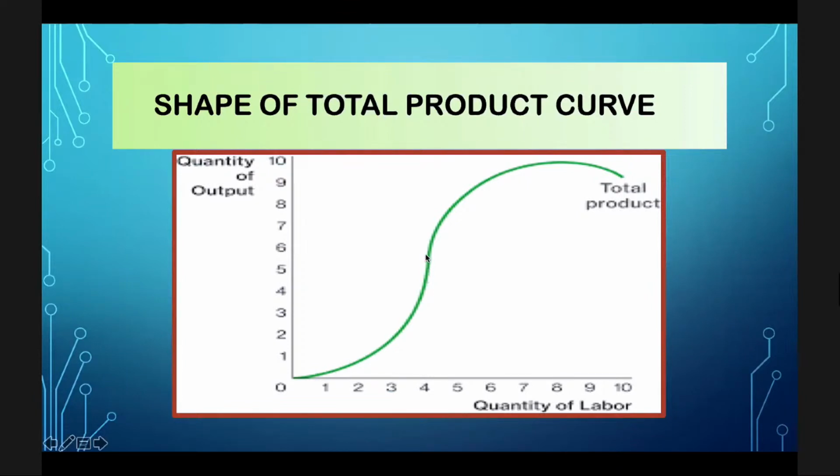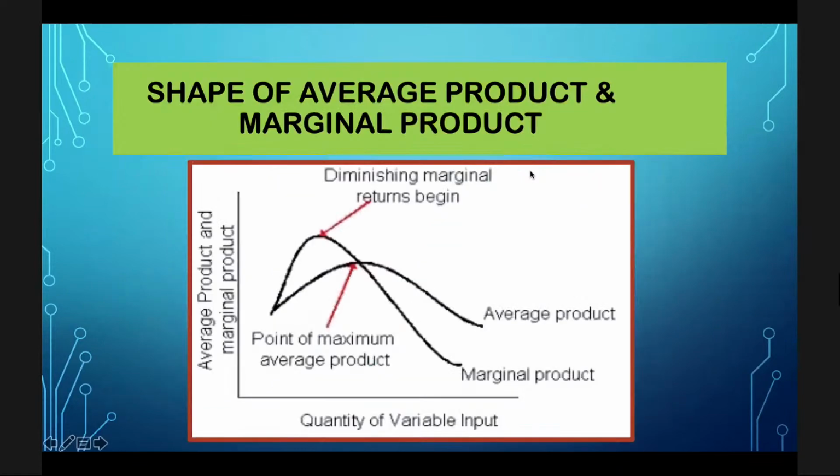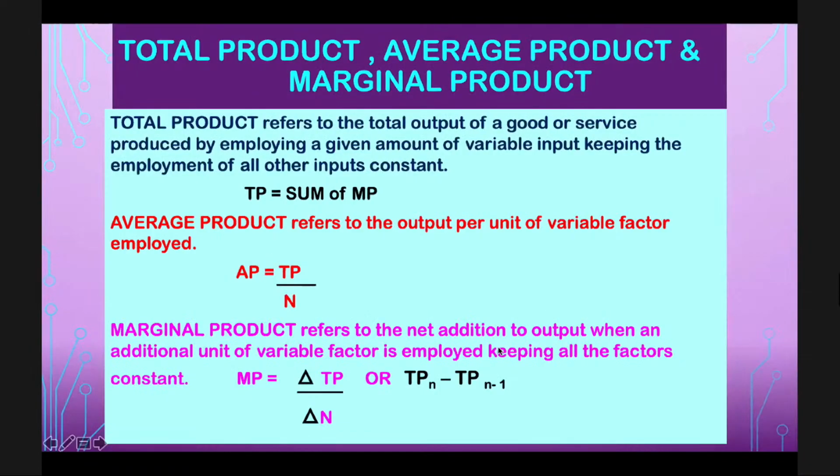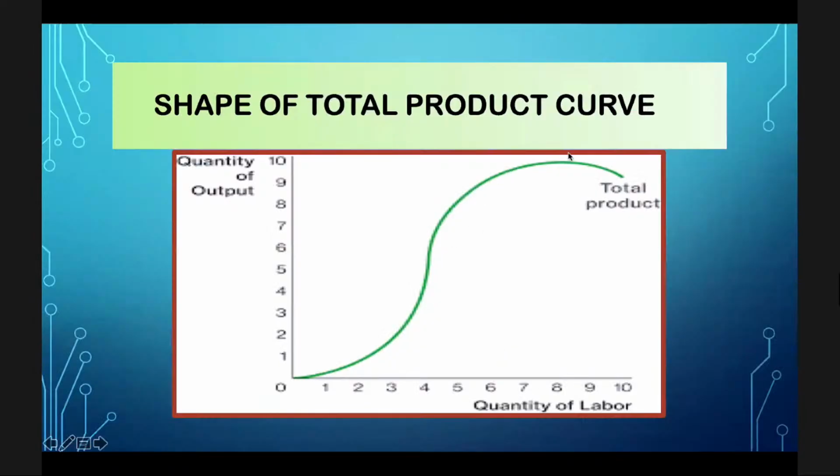Then it increases, but at a diminishing rate. If you go back to the previous numerical, then it increases. See, the gap is decreasing; it increases, but at a diminishing rate. And finally, it starts falling. So the total product curve is like this.